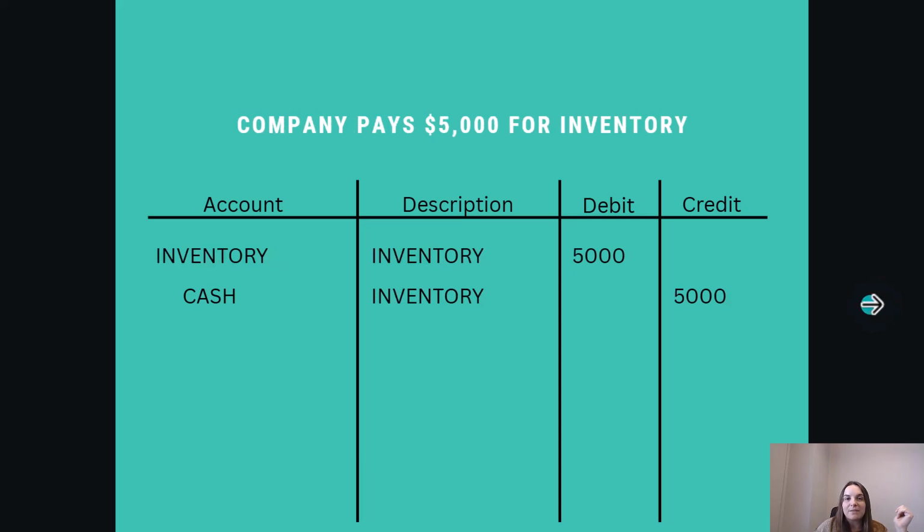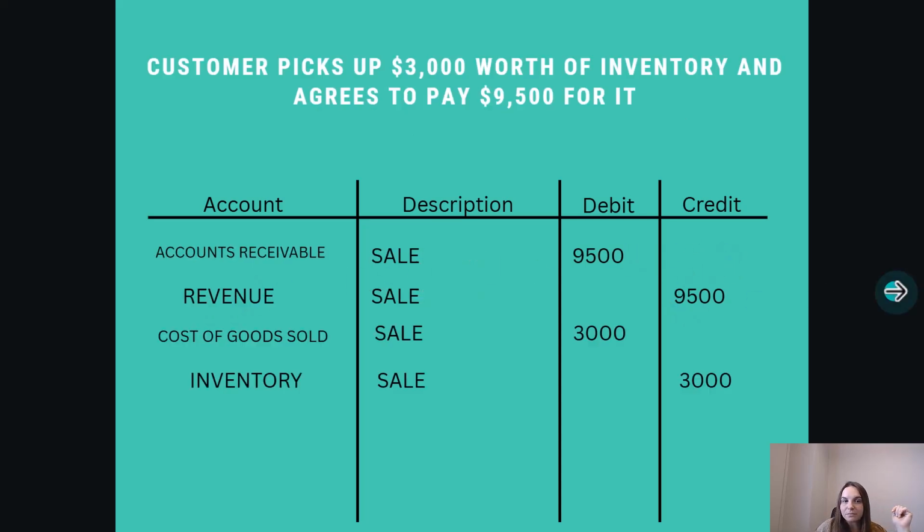The company pays $5,000 for inventory. Inventory is an asset. It has a normal debit balance, therefore we will debit it to increase it. Cash is an asset which has a normal debit balance. We need to decrease it, so we are going to credit it.